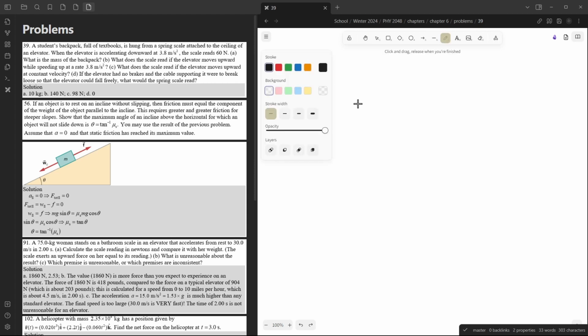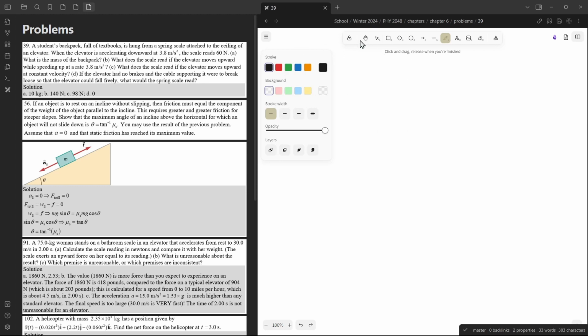Problem 39. A student's backpack full of textbooks is hung from a spring scale attached to the ceiling of an elevator. When the elevator is accelerating downward at 3.8 meters per second squared, the scale reads 60 newtons. So part A, what is the mass of the backpack?